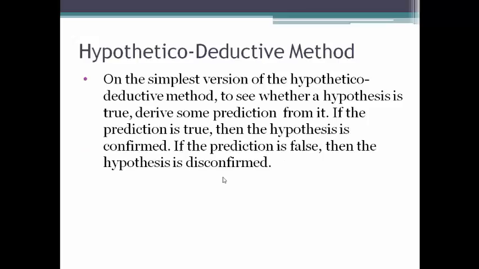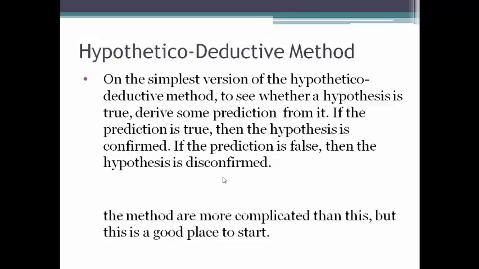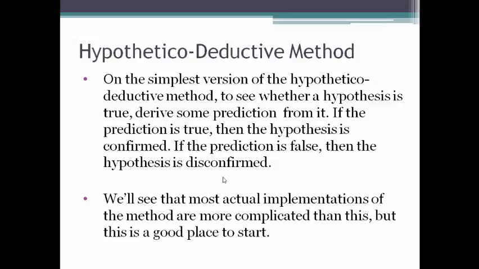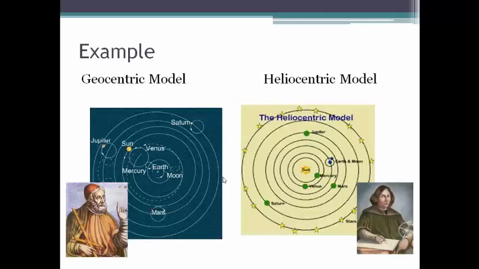On the simplest version of the hypothetico-deductive method, to see whether a hypothesis is true, derive some prediction from it. If the prediction is true, then the hypothesis is confirmed. If the prediction is false, then the hypothesis is disconfirmed. We'll see that most actual implementations of the method are more complicated than this. But for now, we'll look at this really simple model as a good place to start.